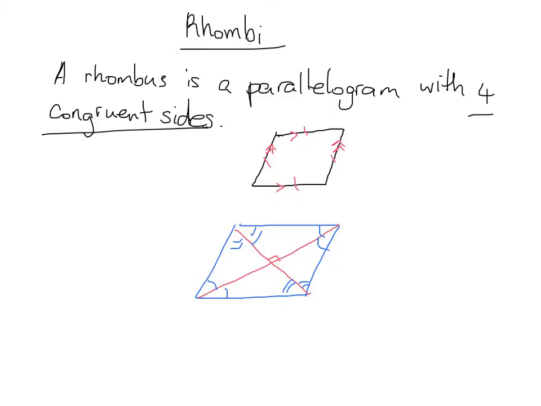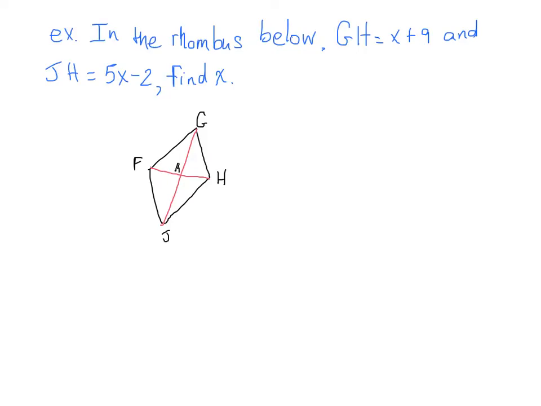All right, now that we know those facts, let's try a problem that has to do with rhombi. Okay, so here we have a rhombus, and in our rhombus we are told that GH is x plus 9. So that here is x plus 9. Let's write that in. And we are also told that JH is 5x minus 2. So JH is right here, and that's 5x minus 2.